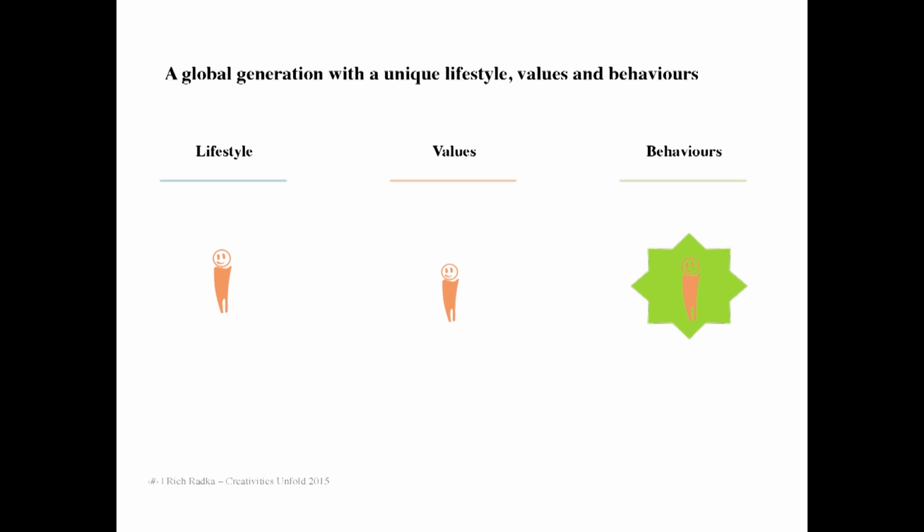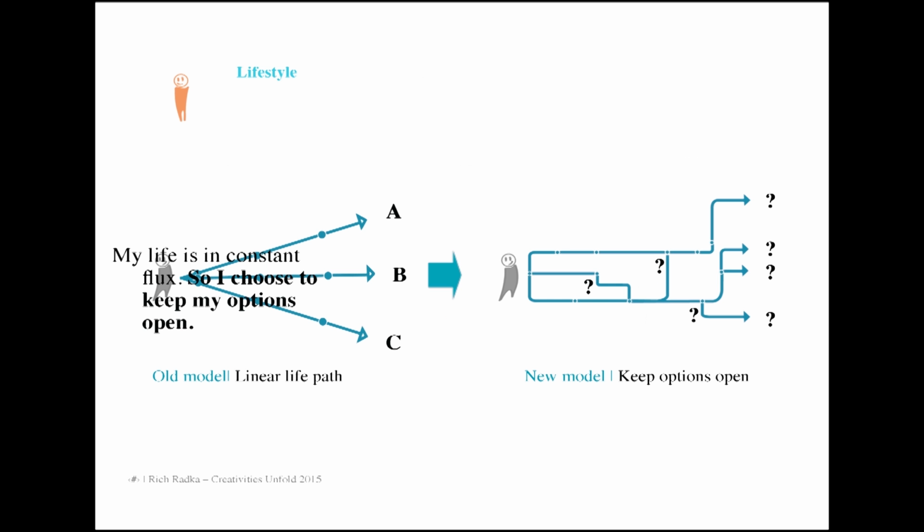And we realized they have a unique lifestyle, unique values and unique behaviors, and we're going to talk very briefly about those. First of all, because they live in this world of flux, as I mentioned before, everything's changed. Here's the old model. I used to pick a path. I'd go to school, pick a path, A, B, or C. Follow that path until retirement. So we would call that, oh, here's your segment.